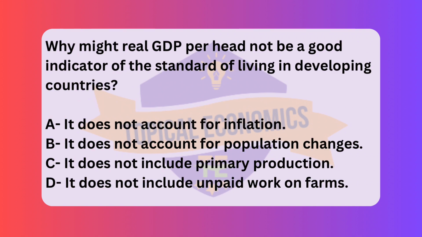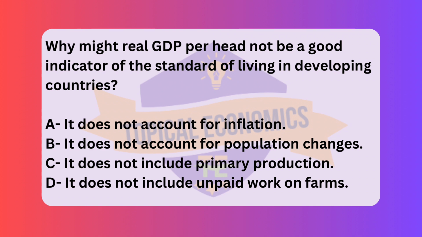Moving to question 29. Why might real GDP per head not be a good indicator of the standard of living in developing countries? A. It does not account for inflation. B. It does not account for population changes. C. It does not include primary production. D. It does not include unpaid work on farms. This question is from year 2015 October-November version 2. The correct answer for this question is option D.